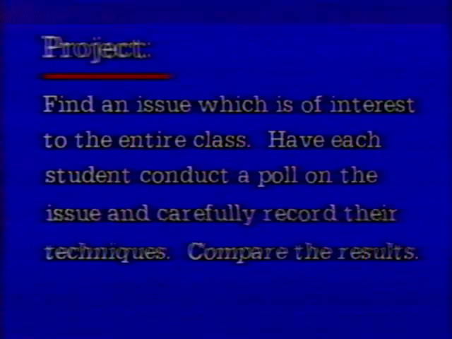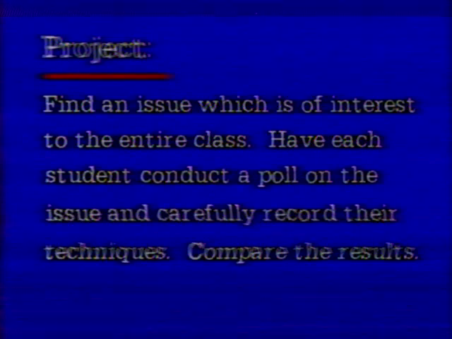Now here's another class project which might help your students to appreciate the care that must be taken in drawing conclusions from sample data. What I'd like you to try this time is to find an issue which is of interest to your entire class, and then have each student independently conduct a poll on the issue and carefully record all their techniques. And after you're through, compare their results. My guess is that many of the polls are going to have very similar results. But for those that don't, have the class examine the details of the sampling procedure to see if a flaw might exist.